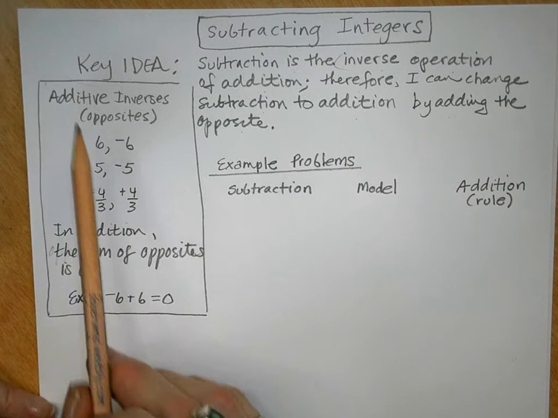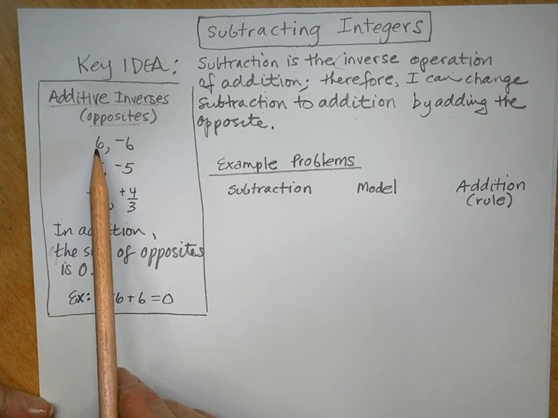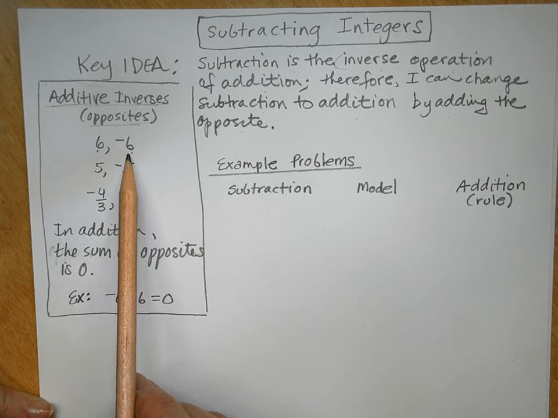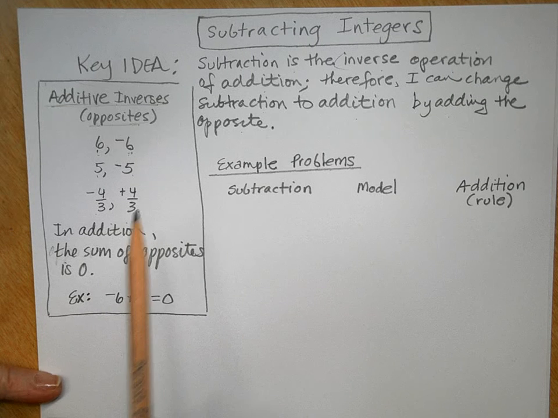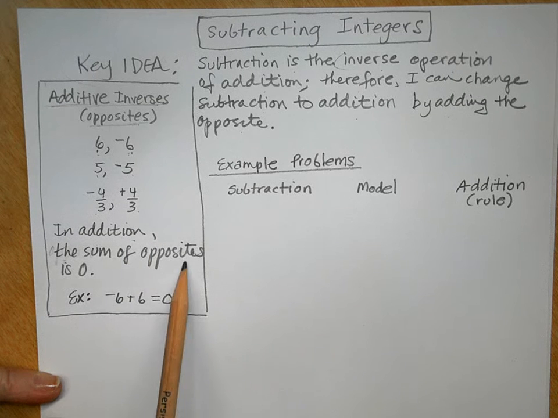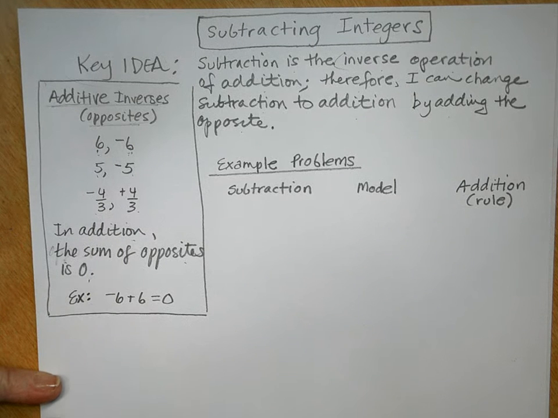It's important to know that the additive inverse, or the opposites, look like this. So I have a 6 and a -6. These are numbers that are equal distance from 0 on opposite ends of the number line. Or 5 and -5. I can use a fraction, -4/3 and +4/3. So in addition, the sum of opposites, or the sum of additive inverses, is always 0. That's how I know they're opposites. So -6 and 6 is 0. These are also called zero pairs.